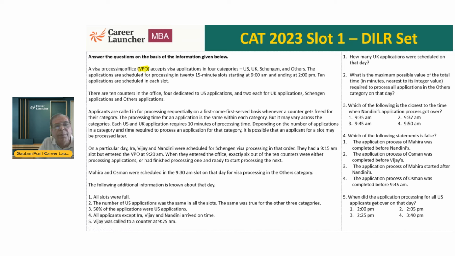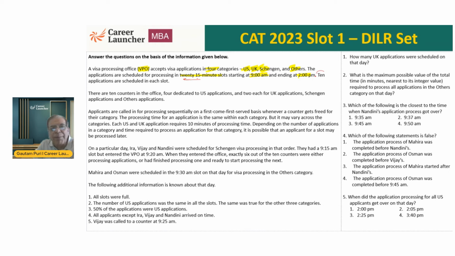A visa processing office BPO accepts visa applications in 4 categories: US, UK, Schengen, and others. The applications are scheduled for processing in 20 15-minute slots starting from 9 a.m. and ending at 2 p.m. Okay, 9 a.m. to 2 p.m., there are 20 slots. Let's look at it this way: 9, 9:15, 9:30, 9:45. There will be 4 slots between 9 and 10. So 4 slots per hour, if it's a 15-minute slot. And how many hours? 9 to 2, 5 hours. So 5 hours, 4 slots per hour. There are a total of 20 slots of 15 minutes.